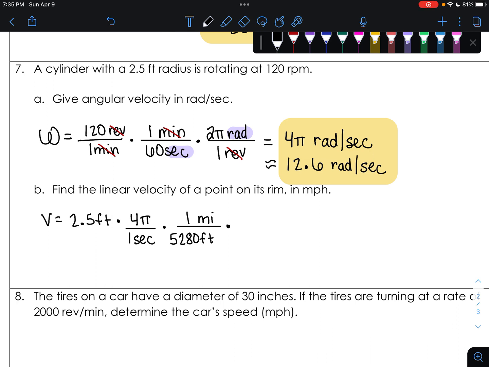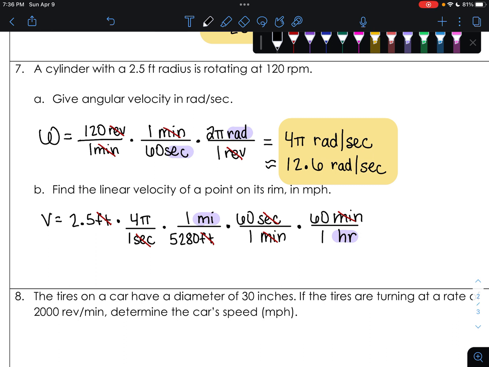If I'm looking at this, I want to cancel out the seconds. So seconds need to go on top, which means minutes will go on bottom. In 1 minute, there's 60 seconds. But I need to convert it to hours, so I need to cancel out the minutes, which means this needs to go on top here, and hours need to go on bottom. In 1 hour, there's 60 minutes. Now I double check to make sure everything cancels out. Feet on top, feet on bottom, seconds on bottom, seconds on top, minutes on bottom, minutes on top. I'm left with miles per hour, and so now I can multiply.